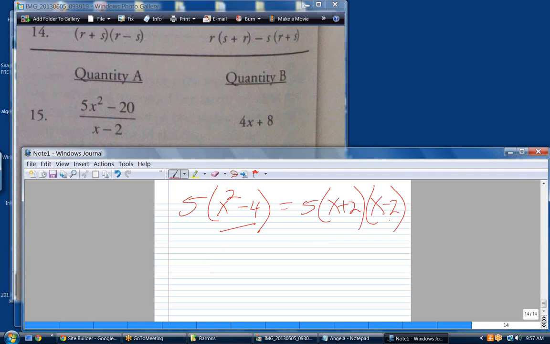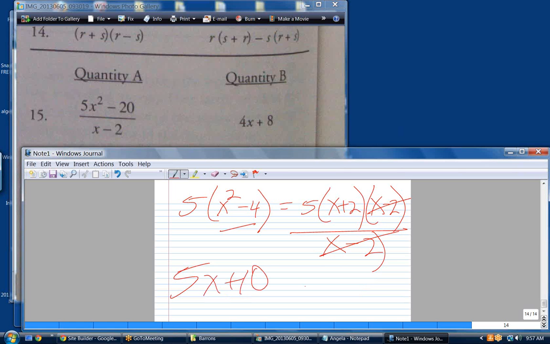And what we were looking for was that x minus 2, because that's being divided. So this is 5x plus 10. This is 4x plus 8. So A is bigger. Not if x is negative. Okay. Hold on a second. Maybe it is.